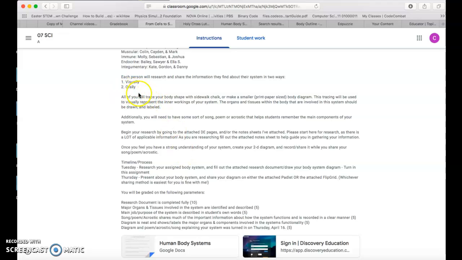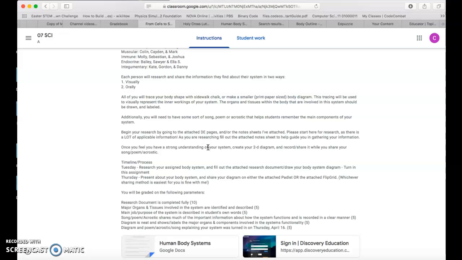The oral presentation part is expected to be a poem, an acrostic, or a song that teaches us about the main components of your human body system. It doesn't have to be overly complex. Think like row, row, row your boat, okay? So float, float, float yourselves through the bloodstream, right?